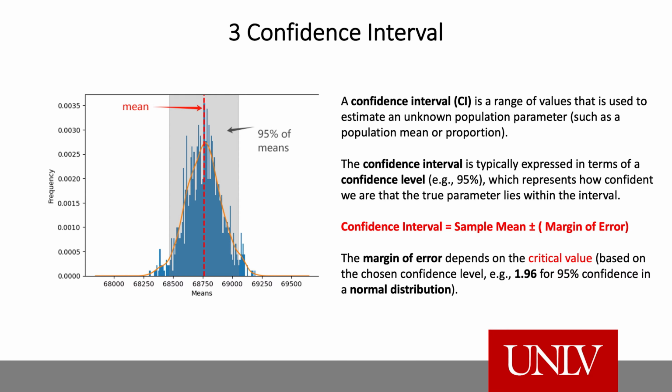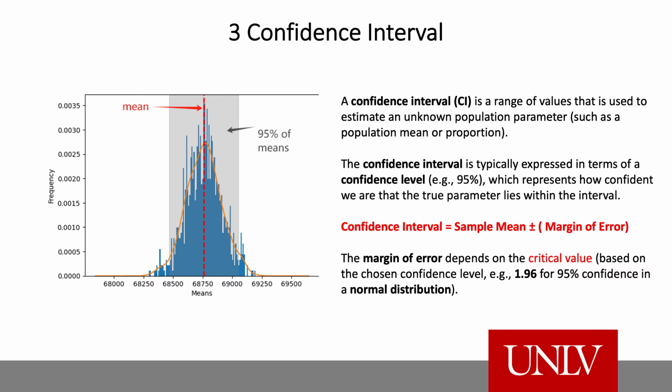When we look at the chart, we can see that most of the sample means fall inside a shaded gray area. About 95% of the sample means are inside this range. What this tells us is that if we repeat the same sampling process again and again, about 95% of the time, the true population mean will fall inside this range. This range is what we call a 95% confidence interval.